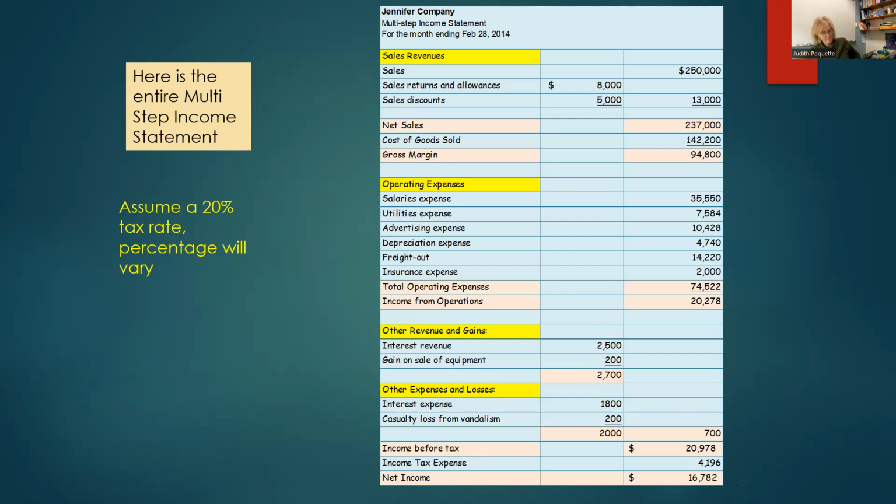But 20% of 20978 should be 4196. Am I good? Let's see. 20978 times 20%. Yep, that's good. Yay. Love it when that happens.